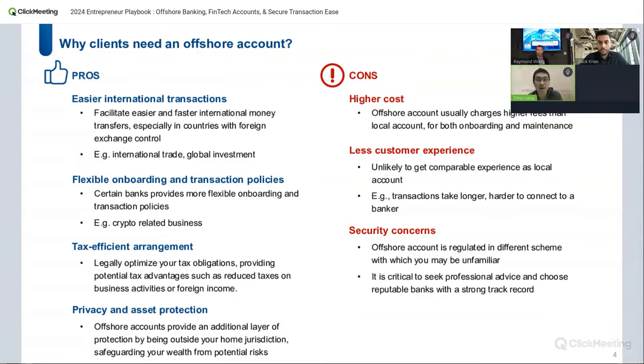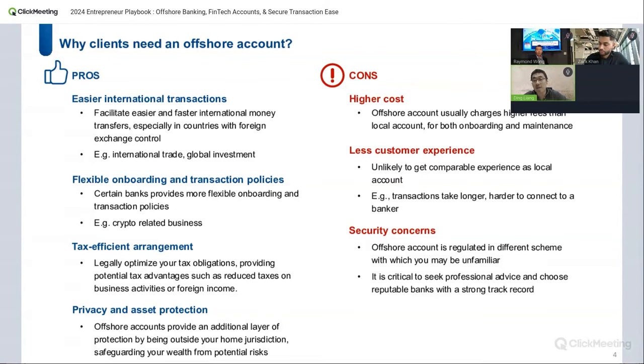The second one is typically you get less customer experience from offshore accounts. The underlying reason is that most offshore accounts are provided by smaller banks, so they are not those international banks, like HSBC, like Bank of America. So many of them are smaller banks, so they simply do not have the capability, they do not have the personnel to provide you a top-level customer experience.